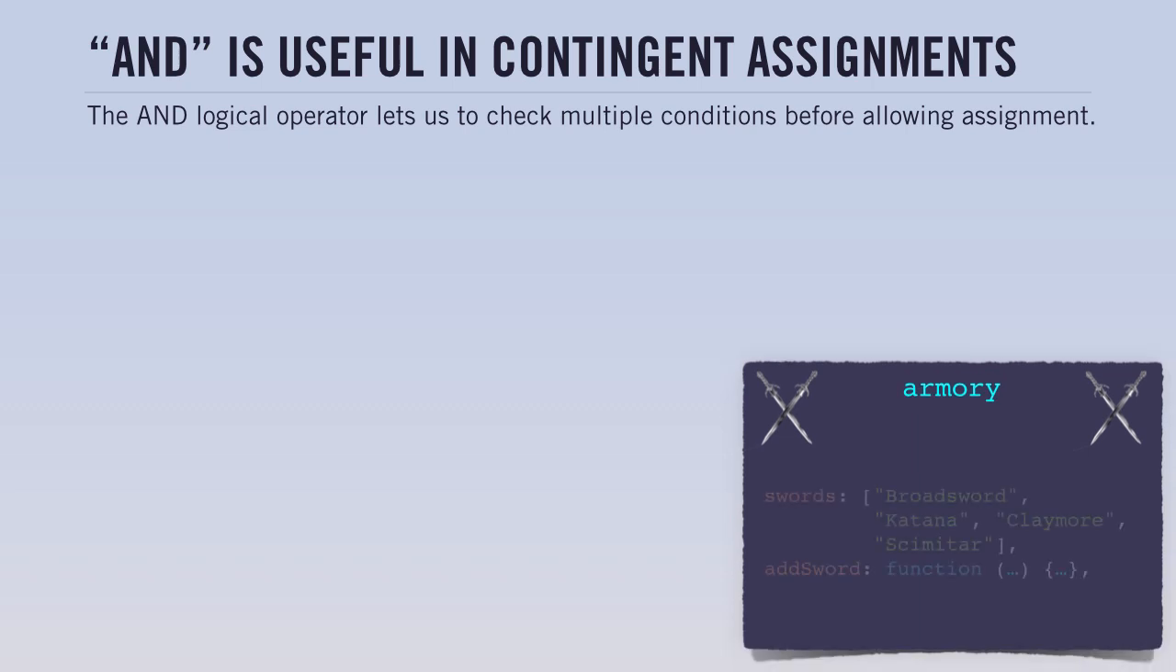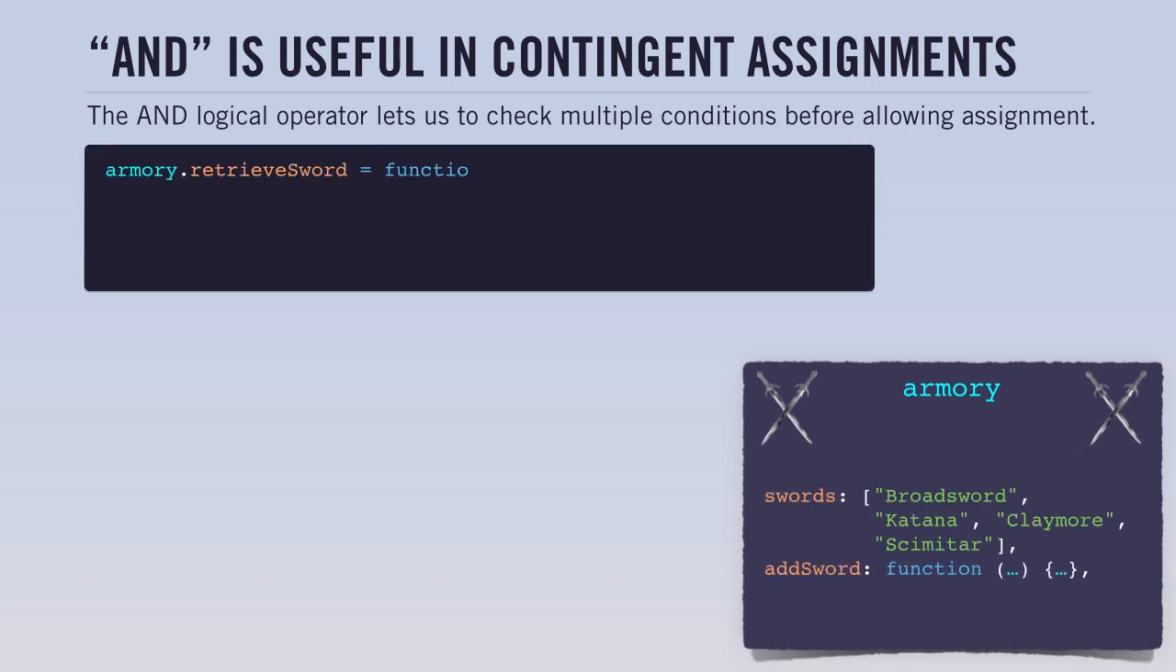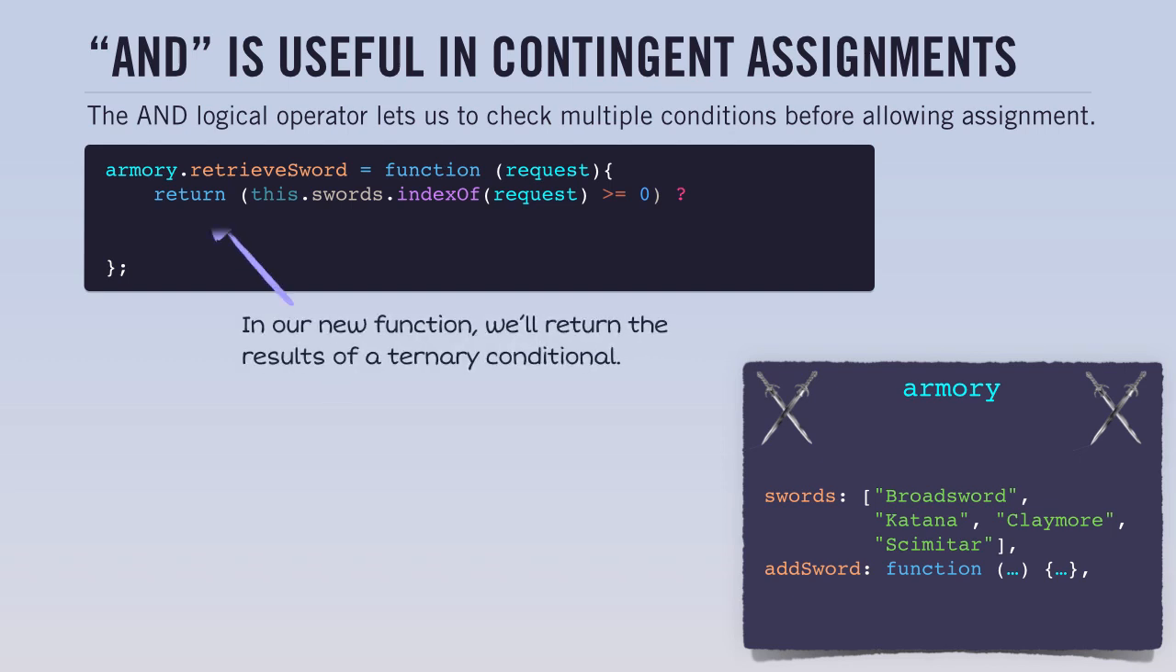Here we're going to add some functionality to our armory object. Namely, it's going to be called a retrieve sword property that will hold a function. The parameter for that function will be a request. That means which sword we would like to get or check out of the armory. And we've got an interesting expression here. We're going to return the result of a ternary conditional.